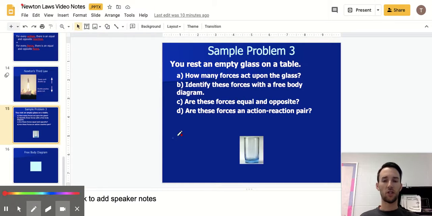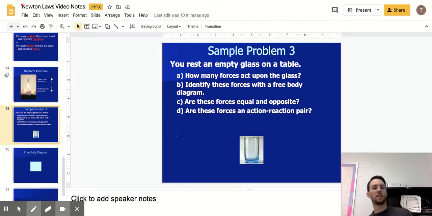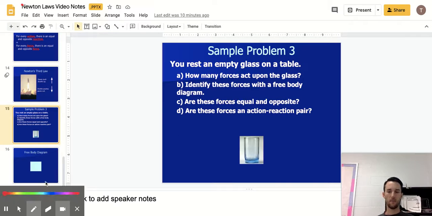Here, we're going to discuss free body diagrams. So it says you rest an empty glass on the table. How many forces act upon the glass? Well, we know from real life that gravity pulls down on everything. So we're going to label this Fg for force of gravity. Okay, but none of us are being pulled through the floor, or this glass through the table. So we also have what's called a normal force, Fn. Okay, this is the force that always opposes gravity.